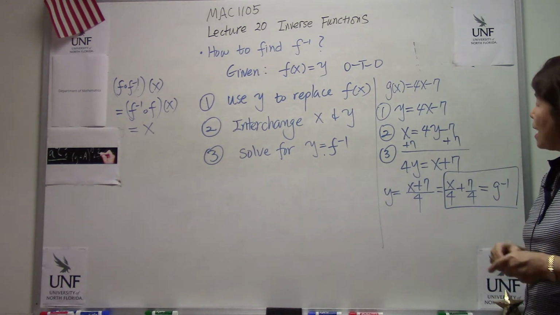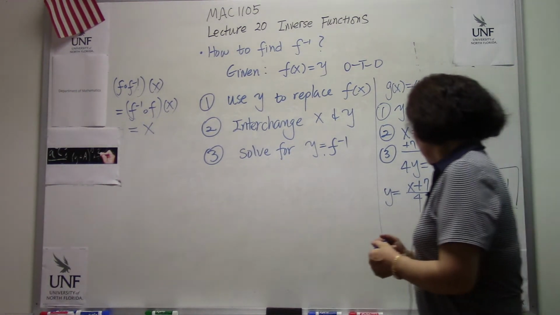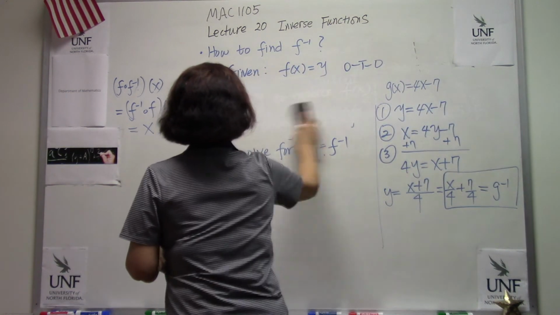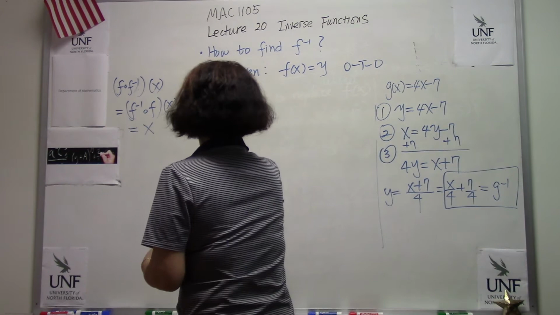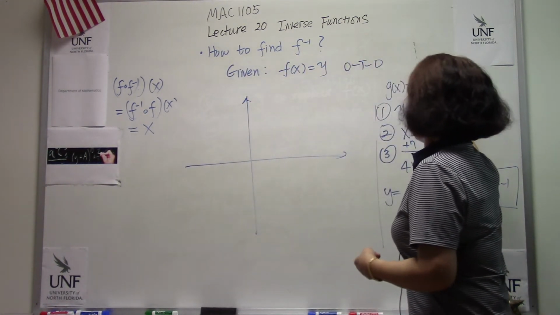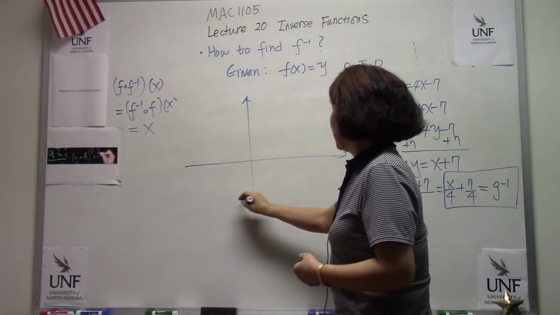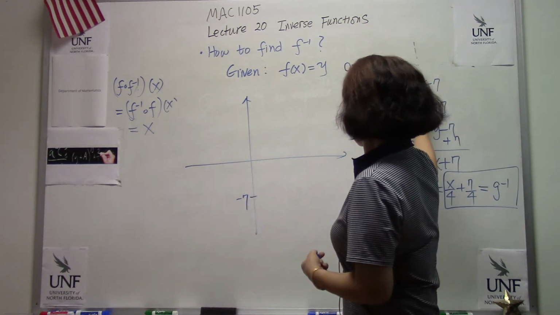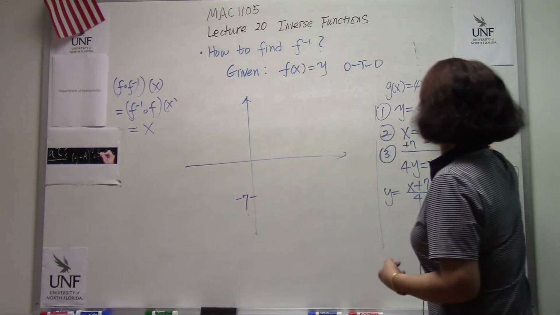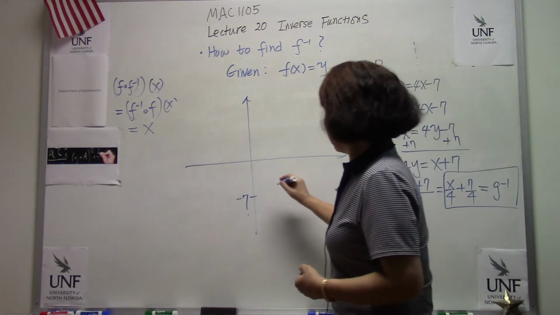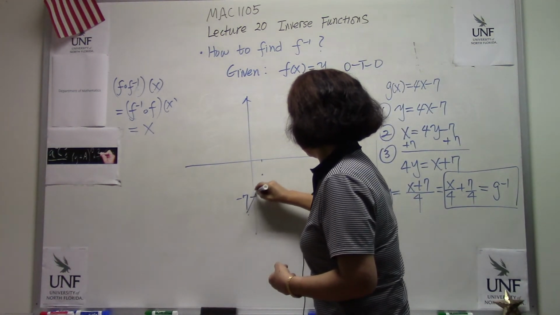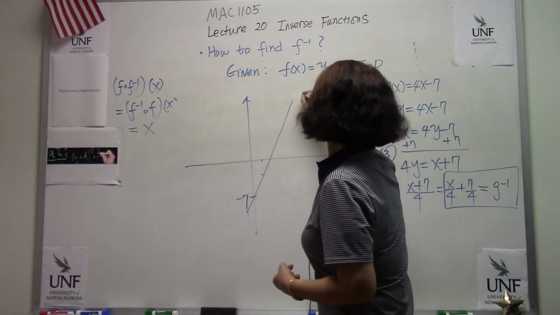I'm going to try to graph these two things. So, g of x is 4x minus 7. The y-intercept is negative 7, and the slope is 4. The slope is pretty steep. So when x equals 1, y is negative 3. So this is g of x.